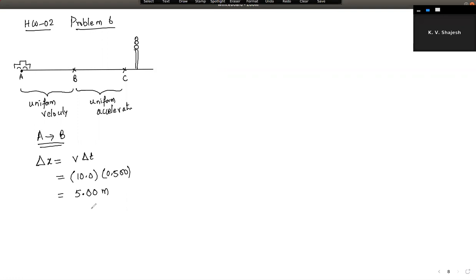So that's the distance between A and B. That's the amount of distance it has traveled before the brakes are hit. After the brakes are hit, going from B to C, that is deceleration, and now that's uniform acceleration motion.